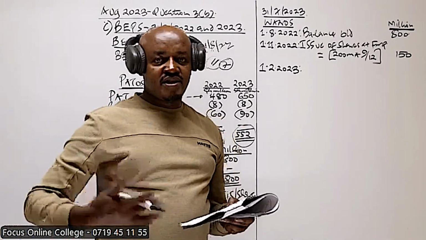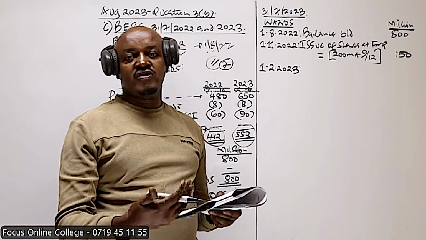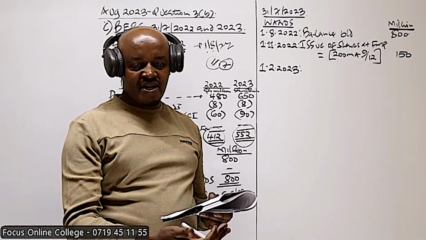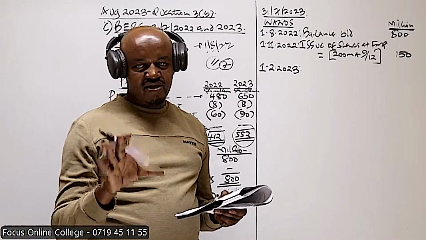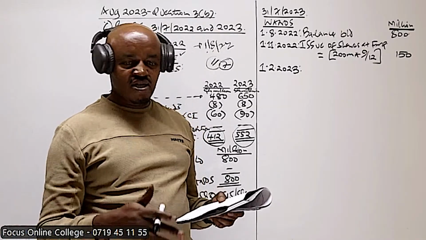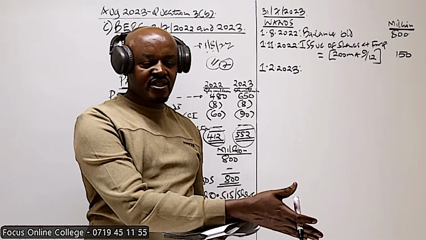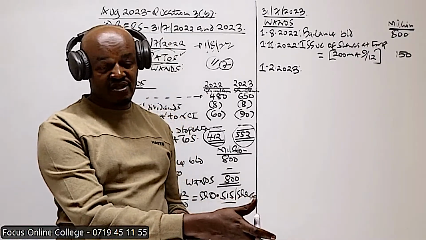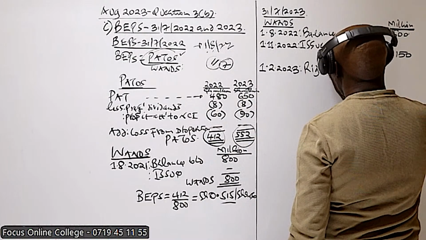Now, this is an issue of additional shares to the existing shareholders of the company at a discounted price to the market price. The examiner was not specific, but it's upon you to know that these are rights issues, because they meet all the features of a rights issue. The shares are issued to the existing shareholders, and number 2, they are issued at a price below the market price. So these are rights issues.